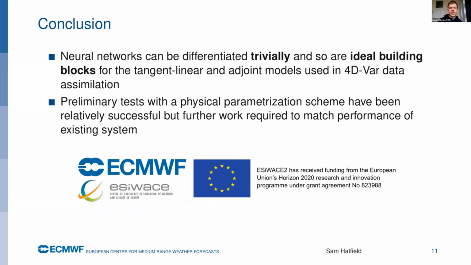I'm going to conclude by saying that neural networks, of course, can be differentiated trivially, and so I think they're the ideal building blocks for tangent linear and adjoint models, which we use at ECMWF to do 4D VAR data assimilation. The system that I've built so far passes both of our TL-AD tests that we use to test these new model changes, but some further work is required in order to match the forecasting performance of the existing system. So I'm going to finish there. Thank you for listening.